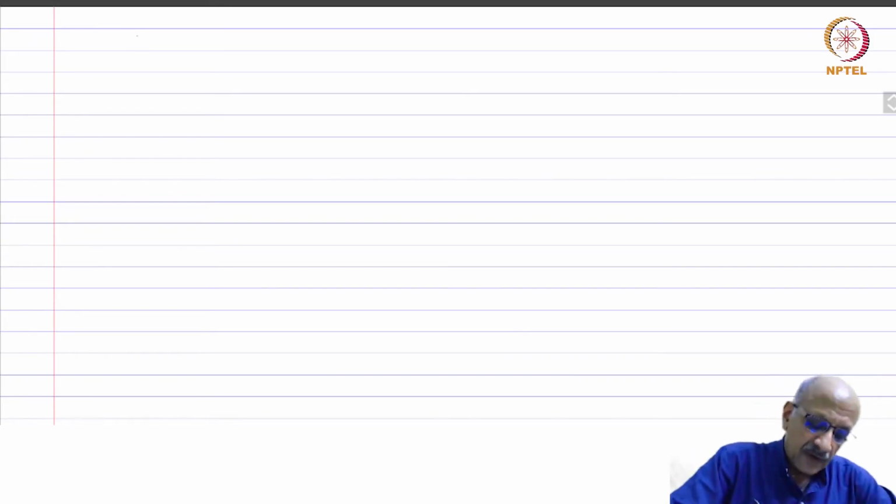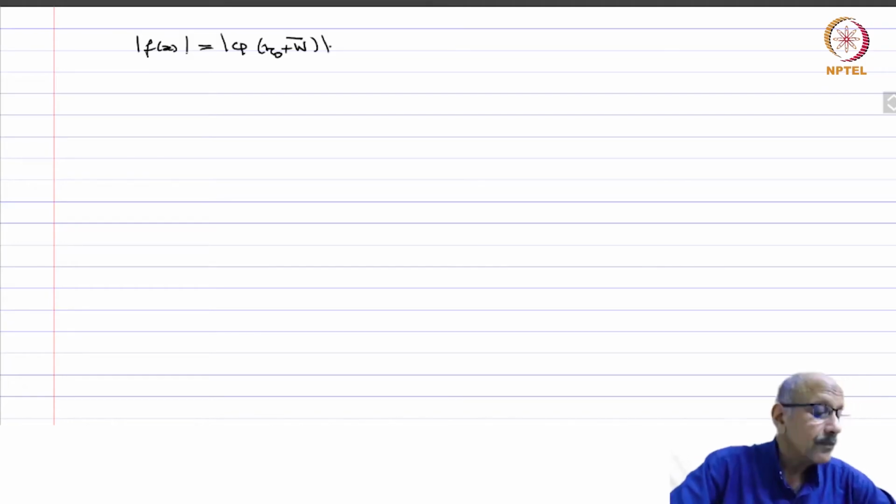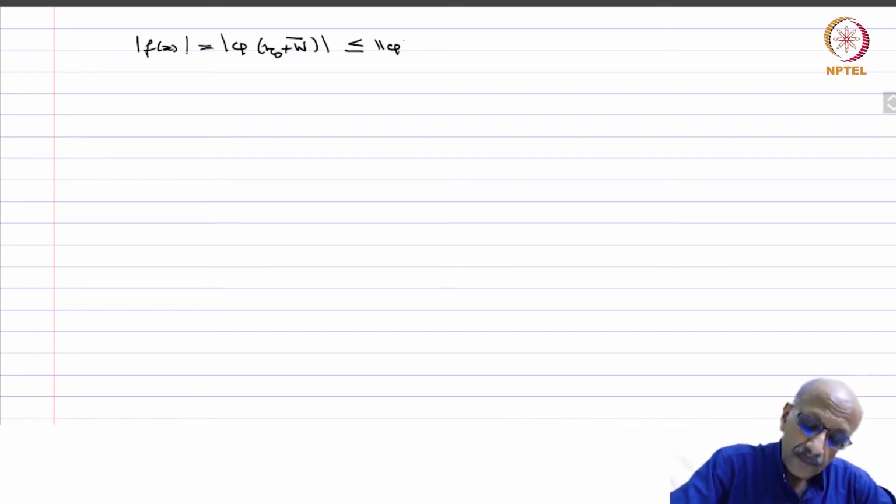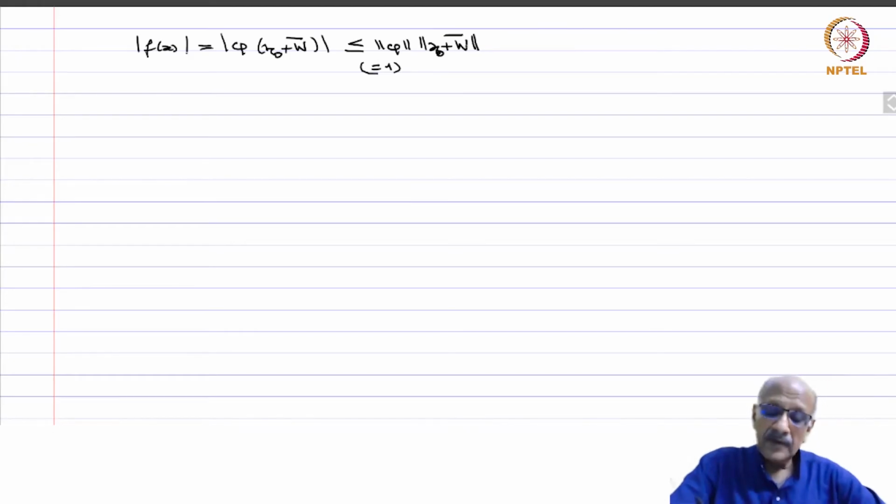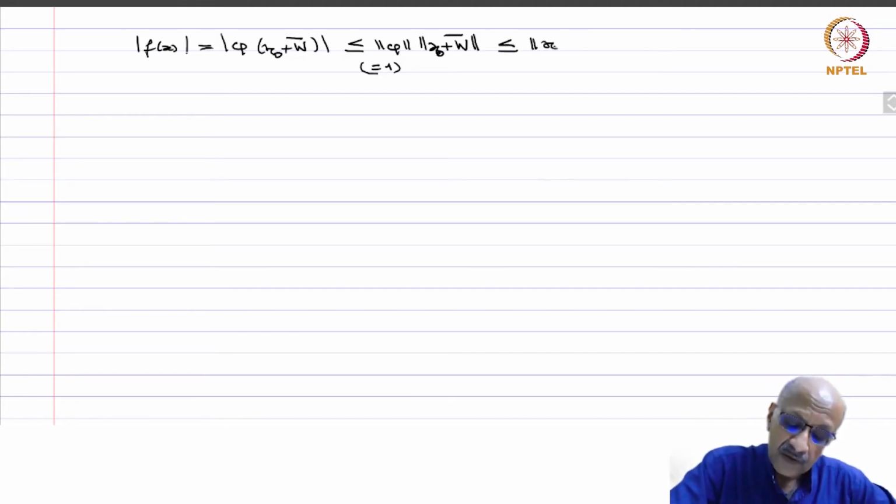What about mod fx? This is equal to mod of phi of x naught plus W bar, and that is less than or equal to norm phi, which is equal to 1 of course, times norm of x naught plus W bar. But what is norm of x naught plus W bar? It is the infimum of all norm of x naught plus W in W bar. In particular 0 is there, so this is less than or equal to norm of x plus W bar. This is not x naught, sorry, I always get that wrong.